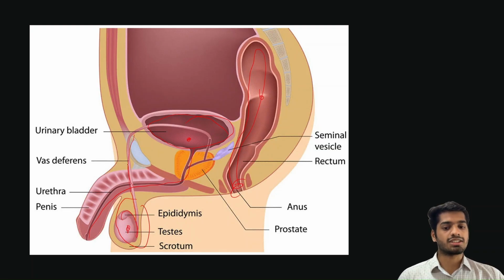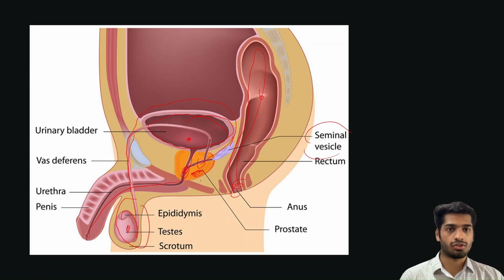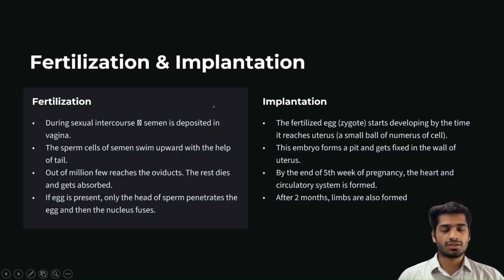Now, this vas deferens is going to enter the body. It is going to go behind the bladder, and it is going to enter inside the prostate gland. And on the sides, we have seminal vesicles. All of these secretions are poured inside your urethra. So this urethra is going to carry the sperm as well as the urine, but not simultaneously, only one at a single time. So now with this, we have completed the male and the female reproductive organs.